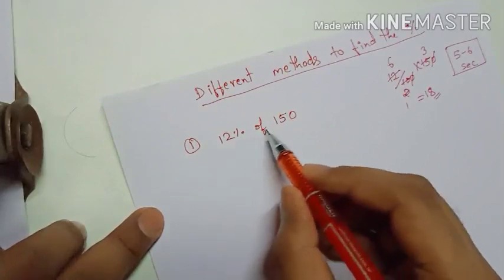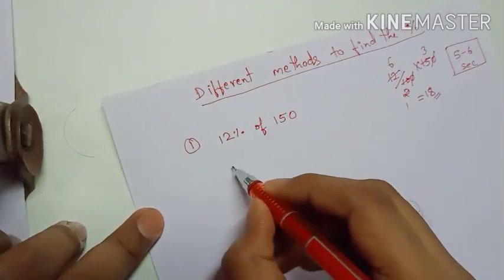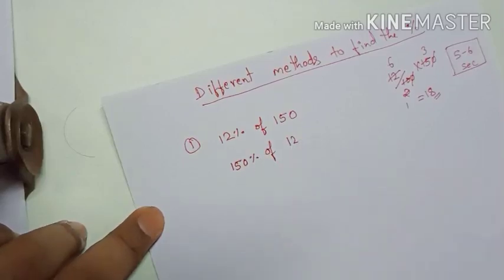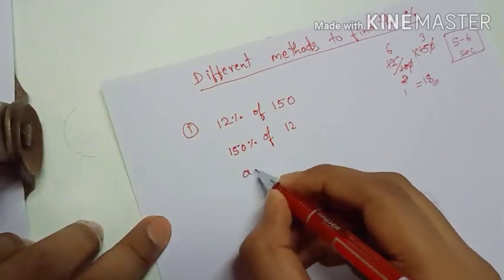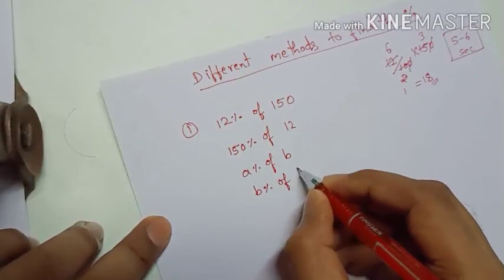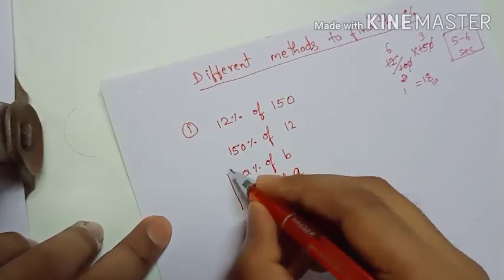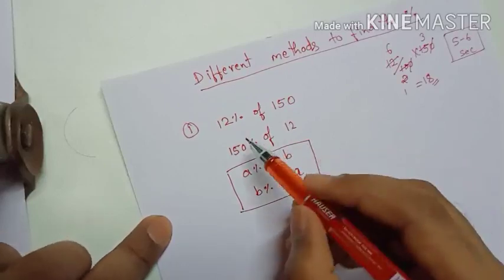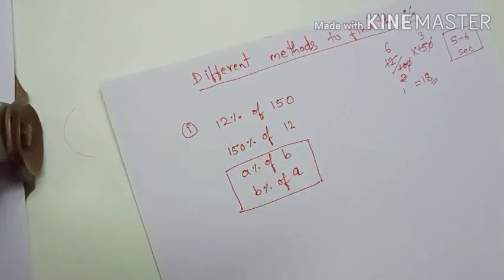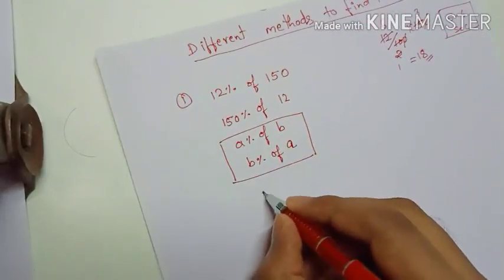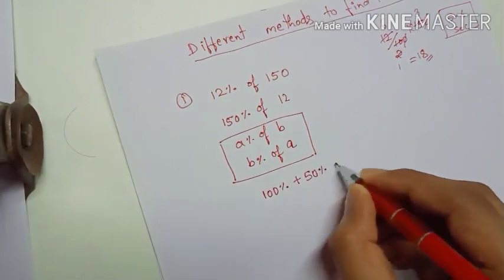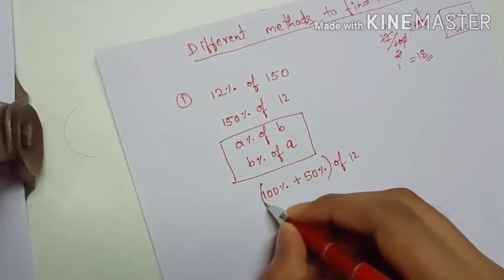Now 12% of 150 can also be written as 150% of 12. Yes, you are hearing the right statement. A percentage of B can also be written as B percentage of A. This is very important, you have to memorize this. So instead of finding 12% of 150, you can find 150% of 12, and you can do this in your mind itself. 150% can be written as 100% plus 50% of 12.